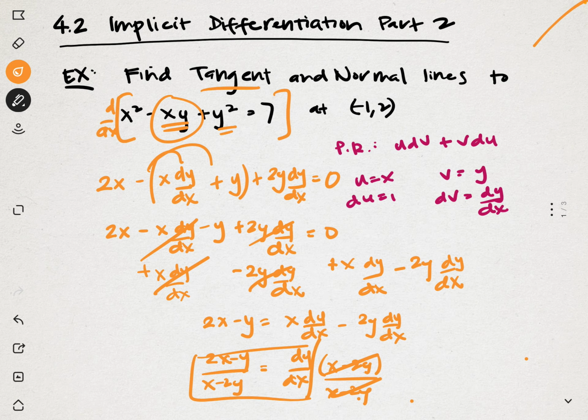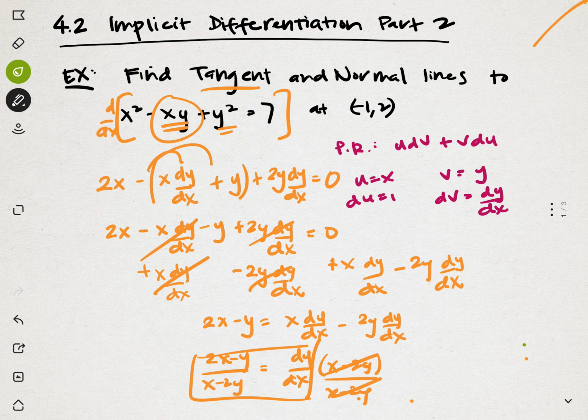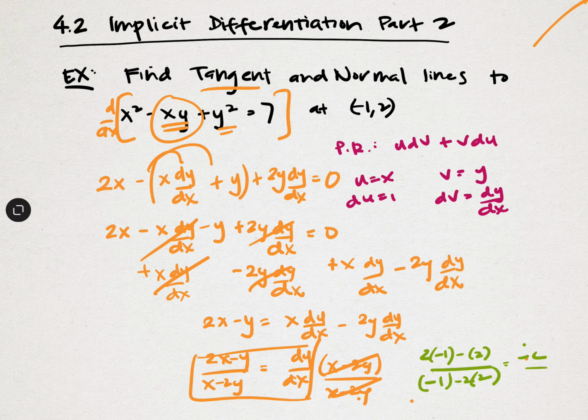To that, we just got to substitute our x's and our y's. So let's substitute our x and our y's to find the tangent slope. Our x is negative 1, so 2 times negative 1 minus 2 over negative 1 minus 2 times 2 is going to give us negative 2 minus 2 is negative 4. And then negative 1 minus 4 is negative 5, so that's going to be positive 4/5.